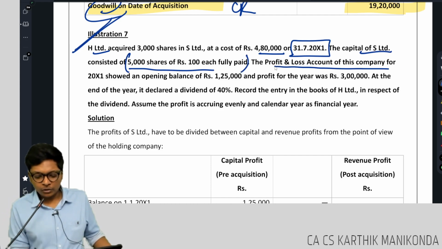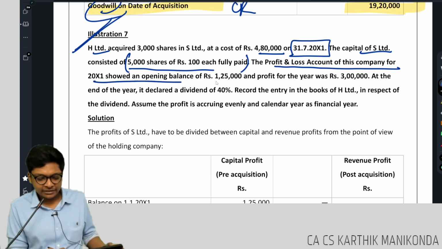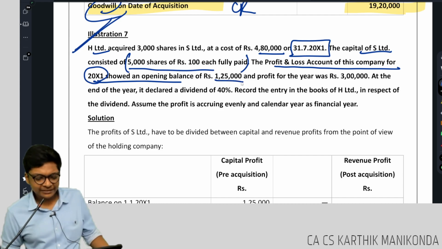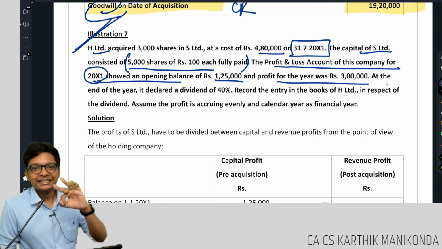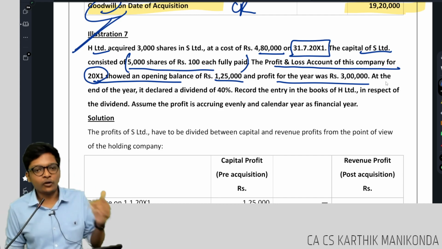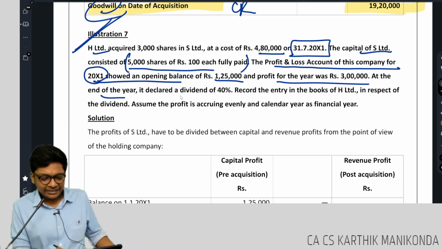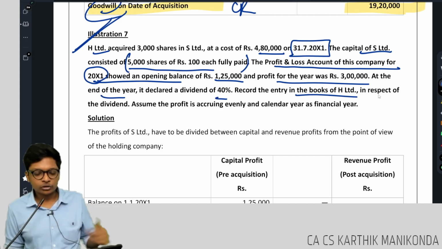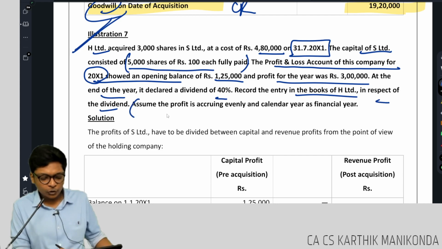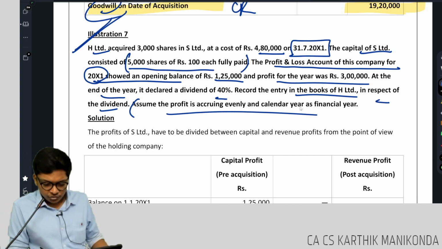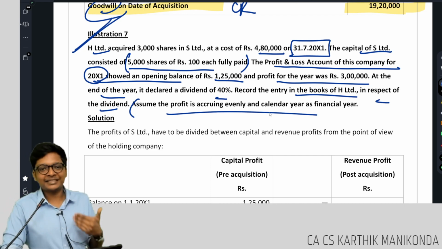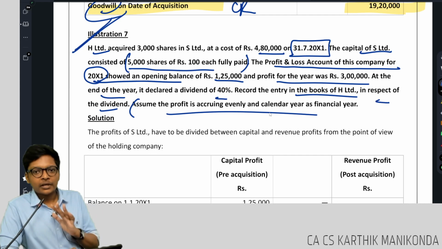The profit and loss account for this company showed an opening balance for the year 2021 of rupees 1,25,000 and the profit for the year is 3 lakhs. So, opening is this, profit for the year is 3 lakhs. At the year end, it declared dividend of 40%. Record the entries in the books in respect of dividend. Assume profit is earned evenly. The year is calendar year, don't take financial year.